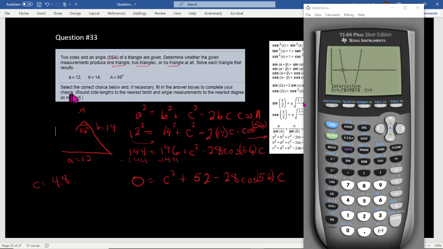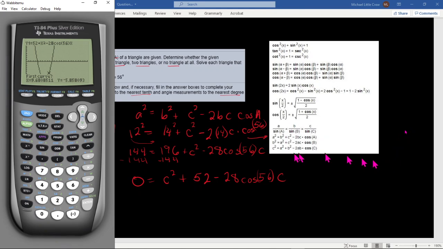Solve each triangle that results. Select the correct choice below. Fill in necessary box. Complete your choice. Round the side lengths to the nearest tenth, and angle measures to the nearest degree. Okay, so there's one solution, and then we go second calc, number 5 for intersect. First curve, we'll say enter, enter, and then we're close to it, so we'll put the guess as 10.9.